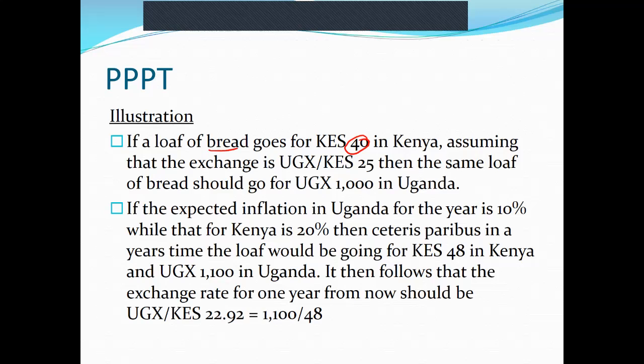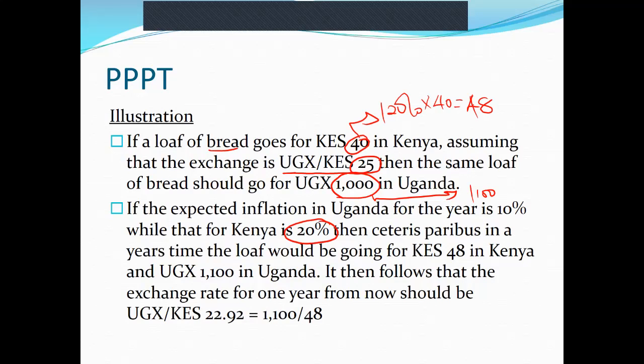So in Uganda, if the rate is 1 Kenyan shilling to 25 Uganda shillings, therefore the price in Uganda ought to be equal to 1,000. This is the law of one price, which must apply within those two economies. In case in Uganda there's 10% inflation, then the price of the bread needs to increase by 10% to 1,100. If in Kenya there's inflation of 20%, the price of the bread in Kenya ought to increase from 40, 20% times 40, to give 48 Kenyan shillings.